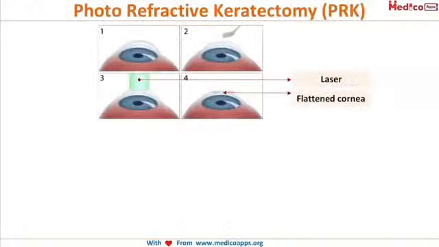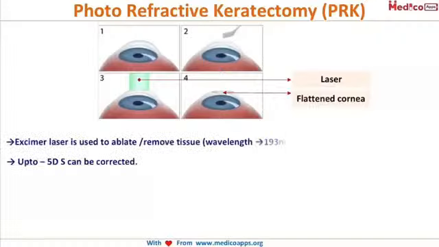Now this was succeeded by PRK, that is photorefractive keratectomy. That is, you are removing some part of the cornea. Keratectomy, you are removing some part of the corneal tissue, using an Excimer laser to do this procedure. The wavelength over here is 193 nanometers. Please remember, this can be frequently asked, and it can correct up to -5 diopters of myopia.